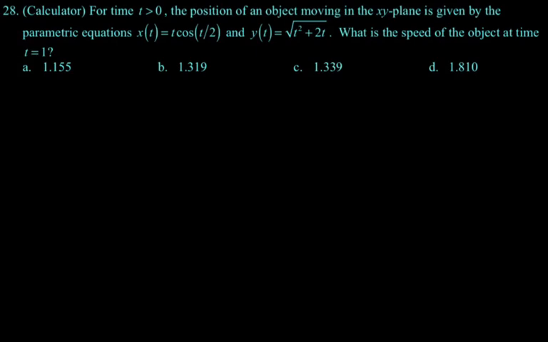All right, 28, calculator again. For t greater than 0, the position of an object moving in the xy plane is given by parametric equations. x is t cosine of t over 2, and y is the square root of t squared plus 2t. What is the speed of the object?